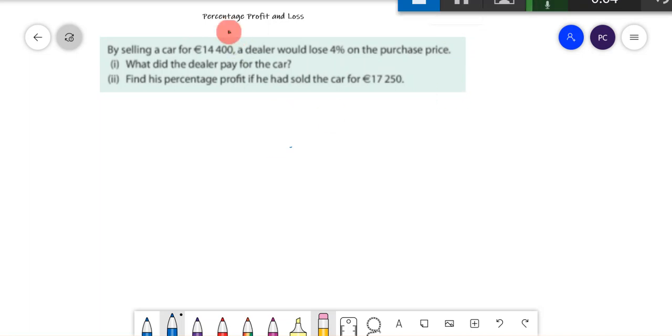So this is a percentage profit and loss question. The question reads, by selling a car for €14,400, a dealer would lose 4% on the purchase price. And it asks to work out the following. What did the dealer pay for the car originally? And find his percentage profit if he had sold the car for €17,250.